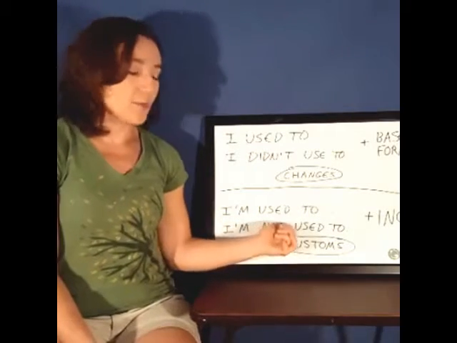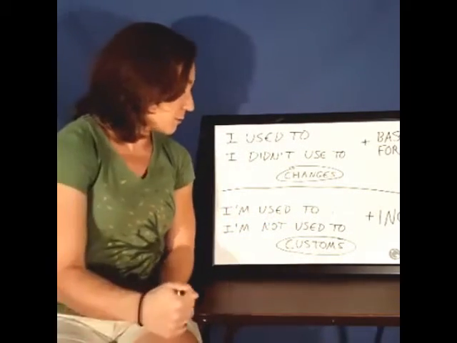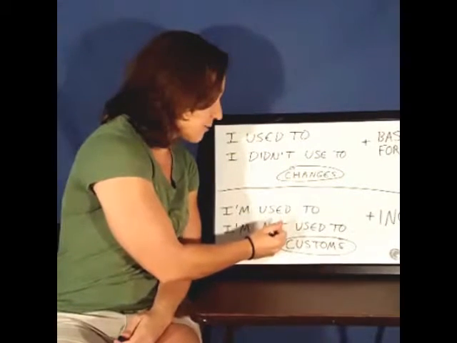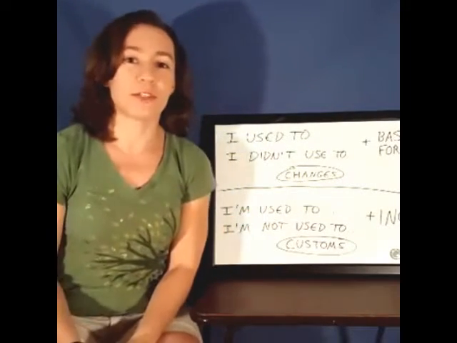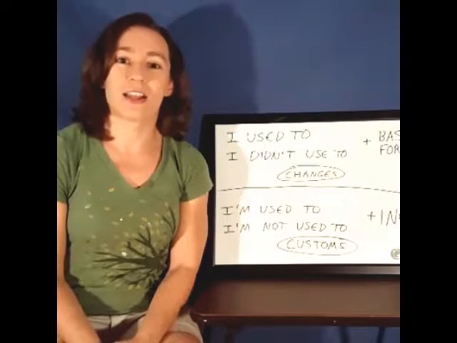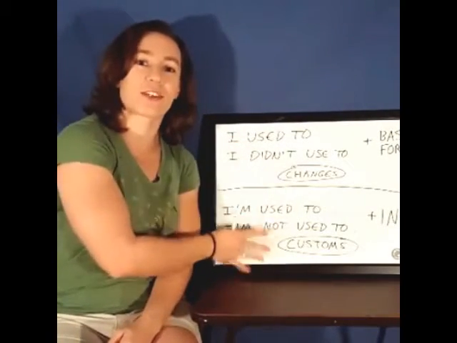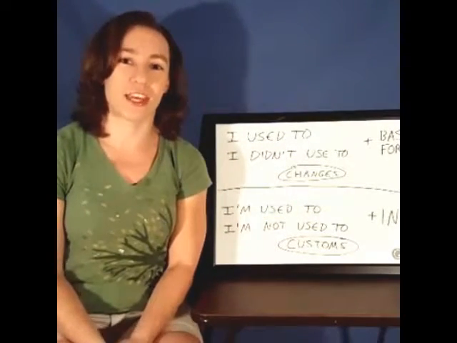So when using I'm used to and I'm not used to to talk about customs, then we use the ing form of the verb. I'm used to eating a big dinner. I'm not used to eating a large lunch. Okay, so these are two separate structures that are used for two different things.